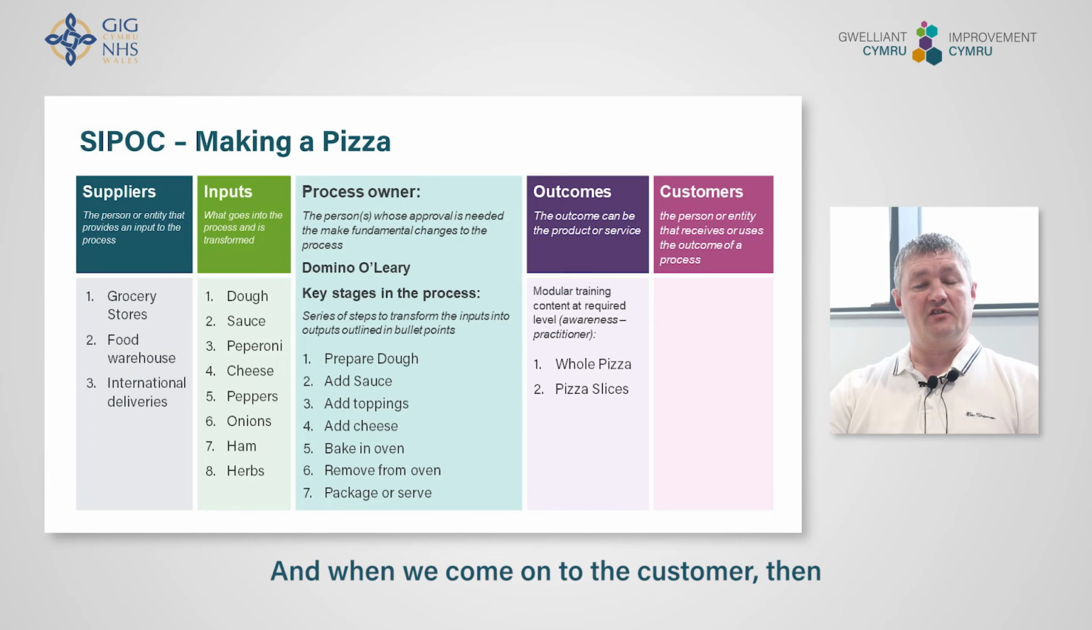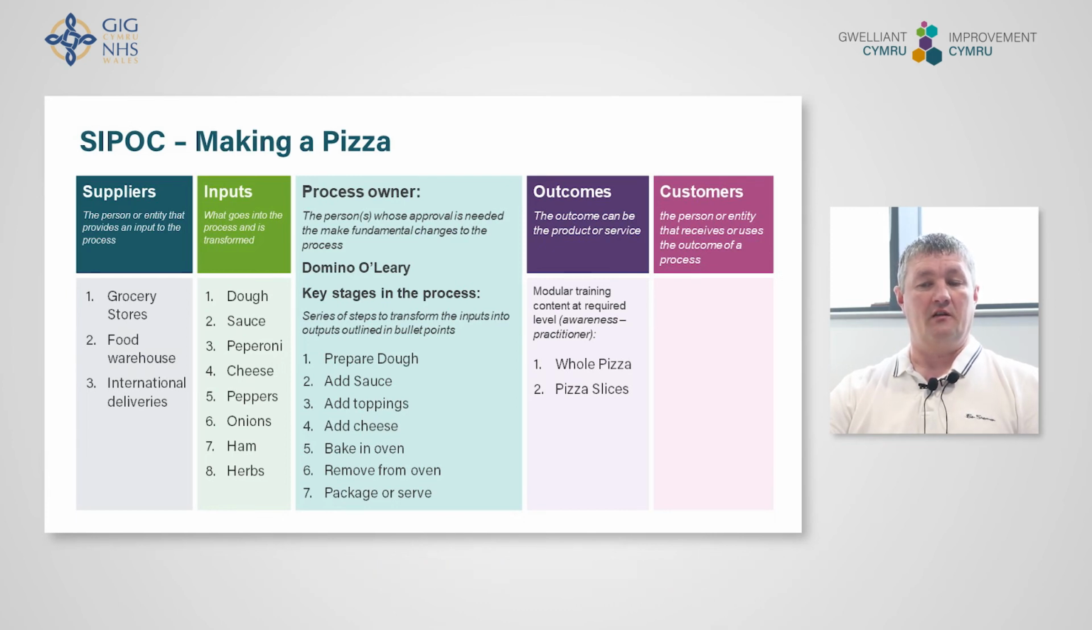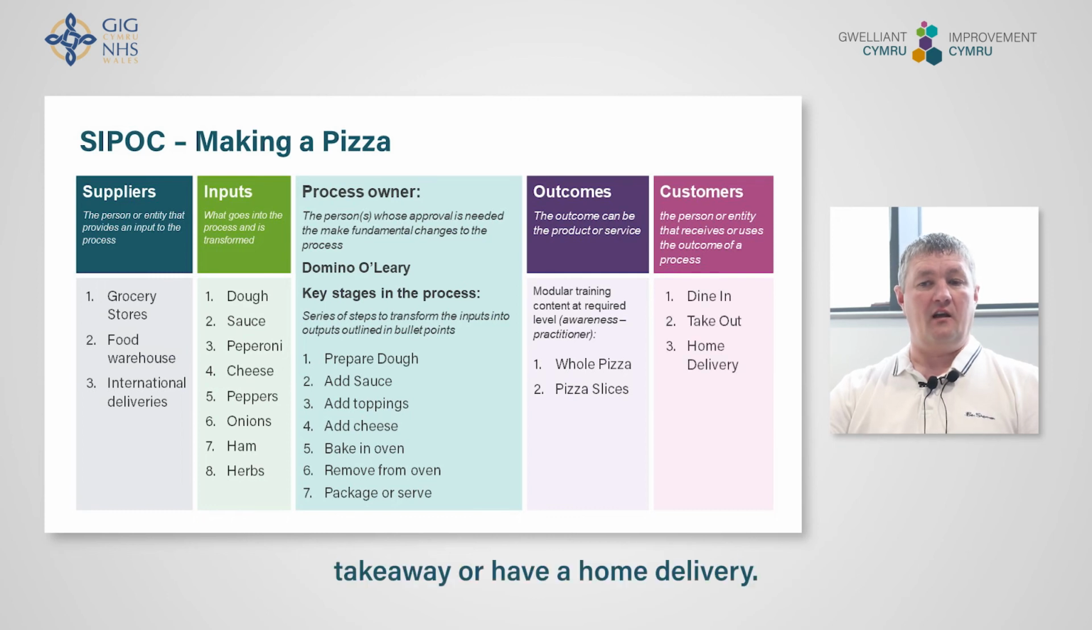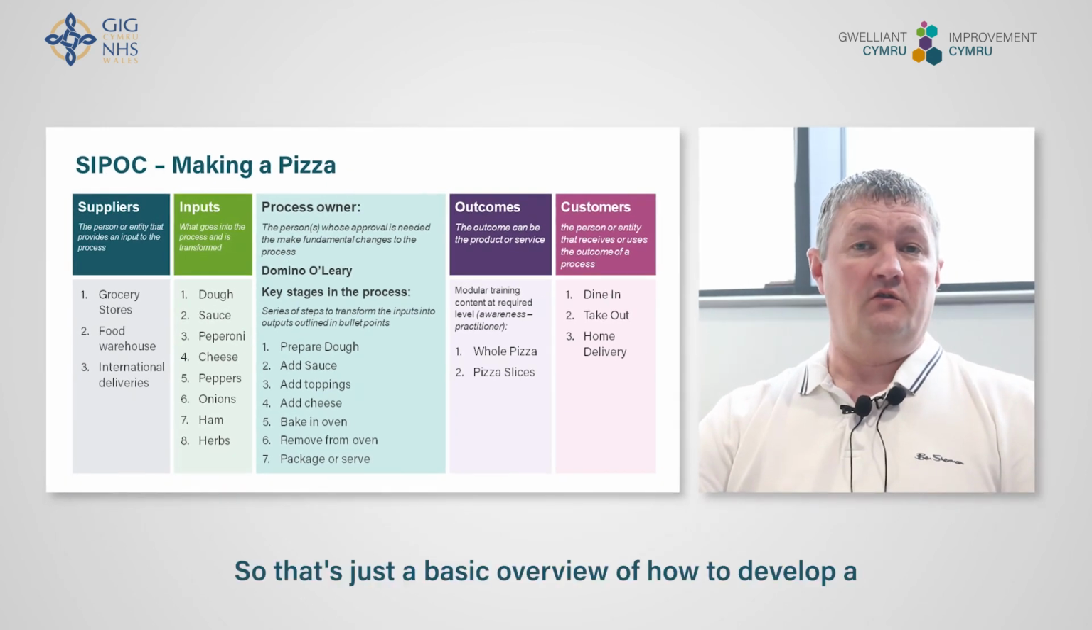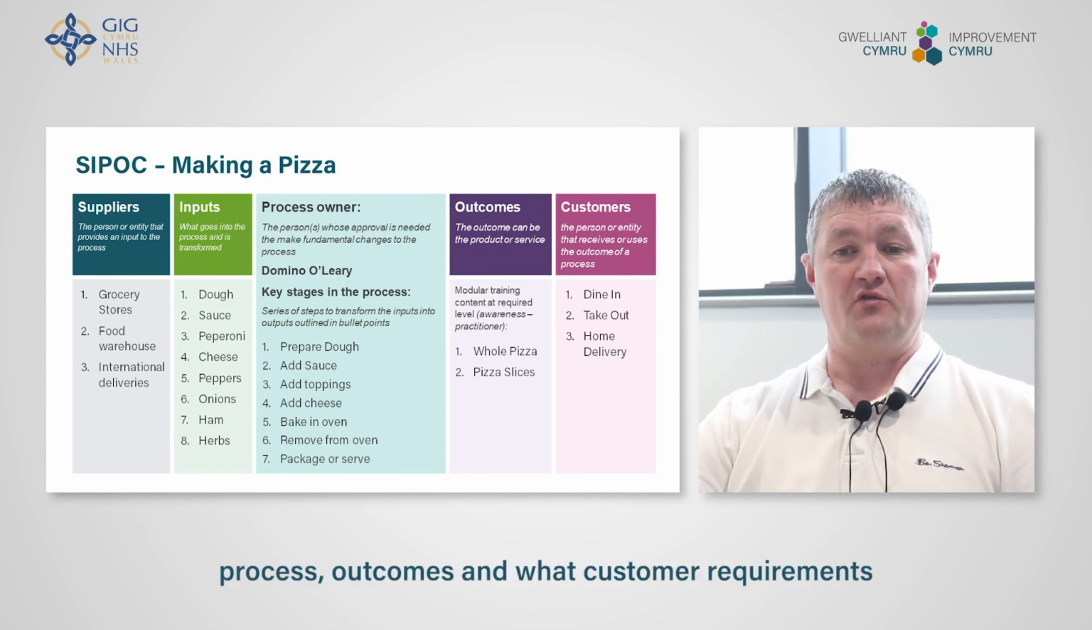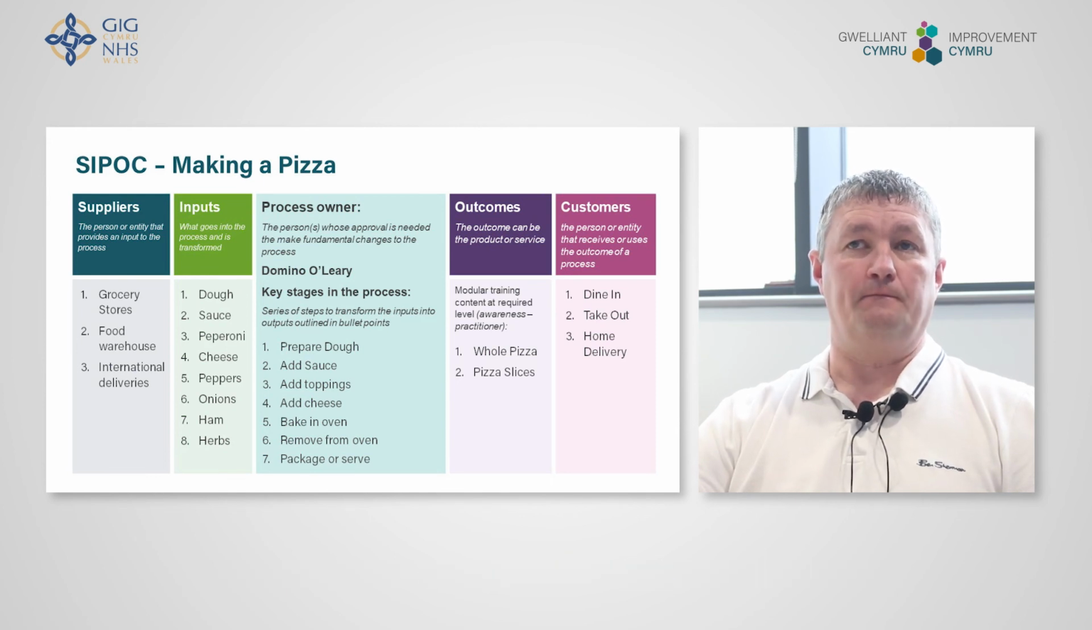And when we come on to the customer then, so that's the person that receives or uses the outcome of the process. So whether that whole pizza or slice of pizza, there's a couple of options for the customer, whether they would like to dine in and eat it, take away, or have a home delivery. So that's just a basic overview of how to develop a SIPOC to ensure that you know what supplies, inputs, process, outcomes, and what customer requirements are required for that.